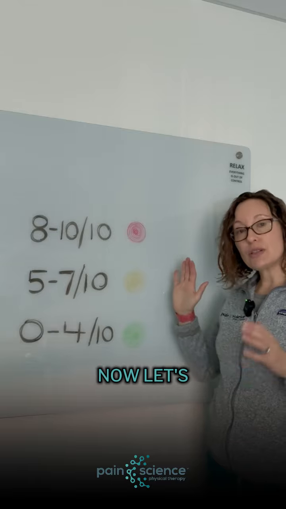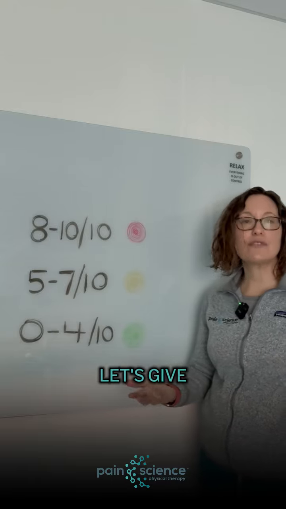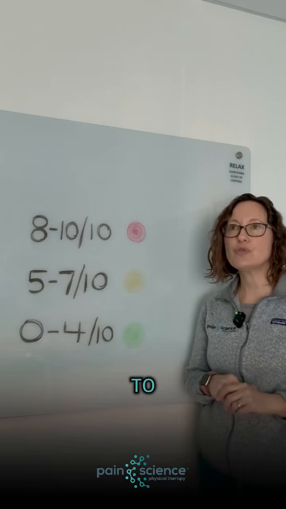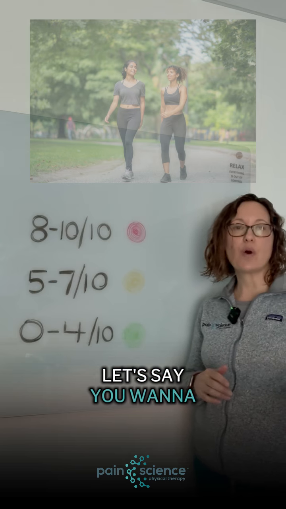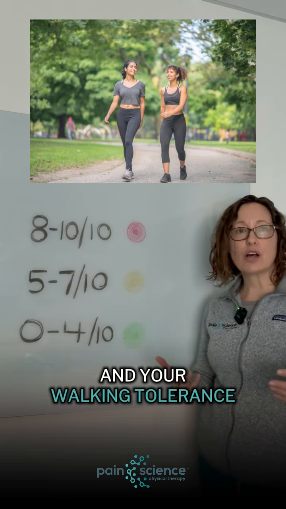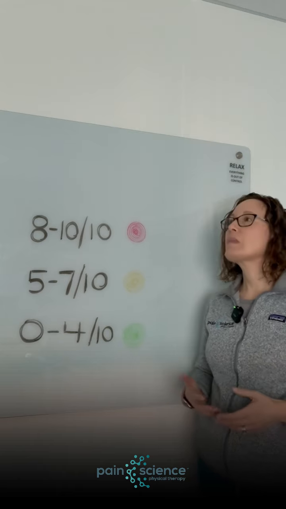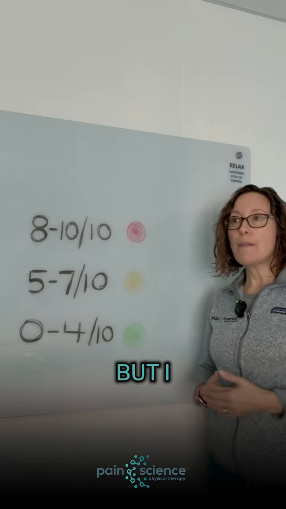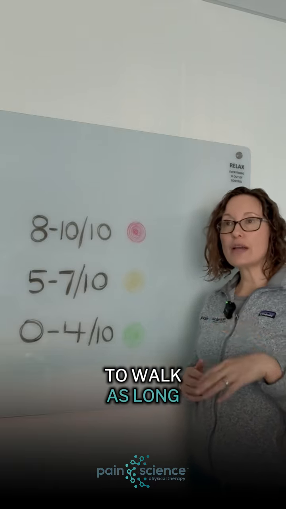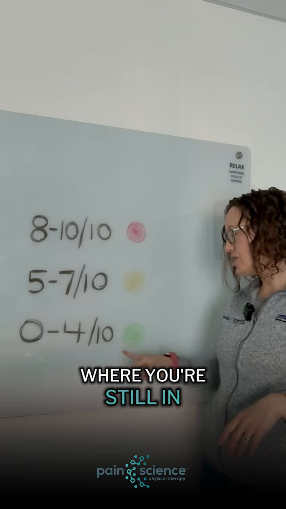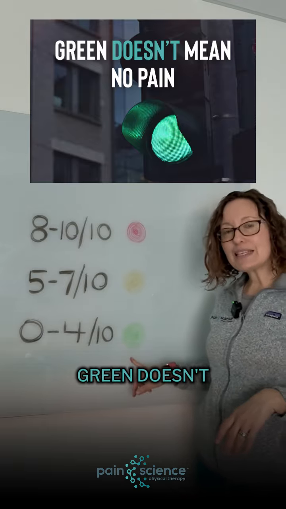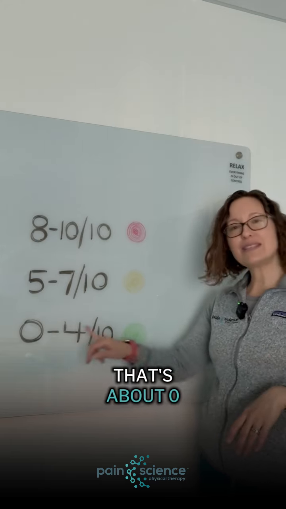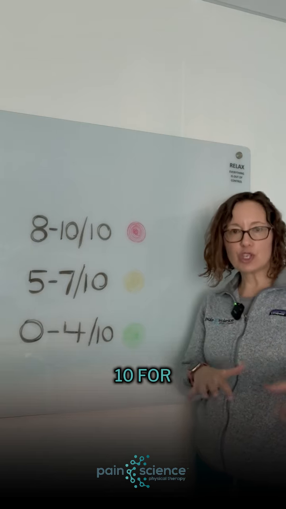Now, let's talk about green, and I'm going to give you an example of an activity that you might be using a graded exposure approach to. An example could be, let's say you want to walk more and your walking tolerance is about 5 minutes right now. So what I would say is, okay, I want you to go out and walk, but I want you to walk as long and as far as you can where you're still in the green. Green doesn't mean no pain. Green means pain that's about 0 to 4 out of 10 for you.